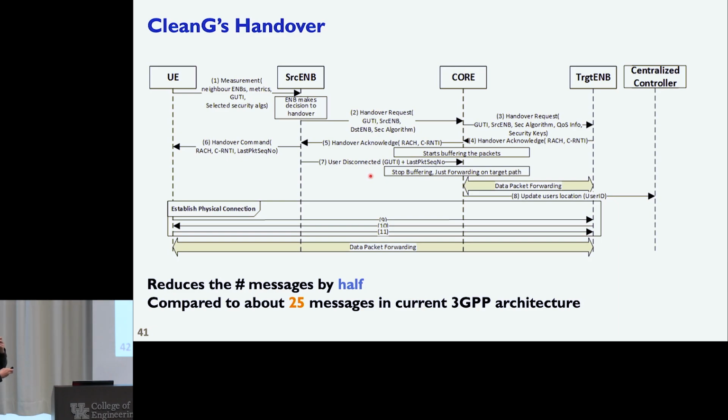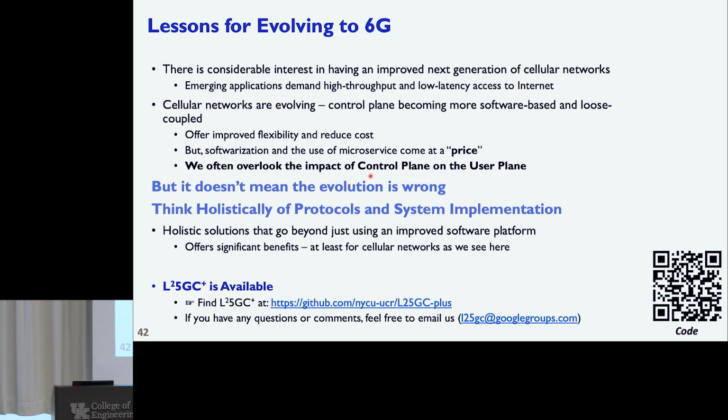So here is the summary. Basically, I want to summarize the lessons we learned for evolving to 6G. We know that there's considerable interest in an improved next generation of cellular networks, especially to fulfill the demand of emerging applications for high throughput and low latency access to internet services. And we see this trend or evolution of the control plane in the core network. They are becoming more software-based and loosely coupled. This can give us lots of flexibility and reduce the operational cost of cellular providers.